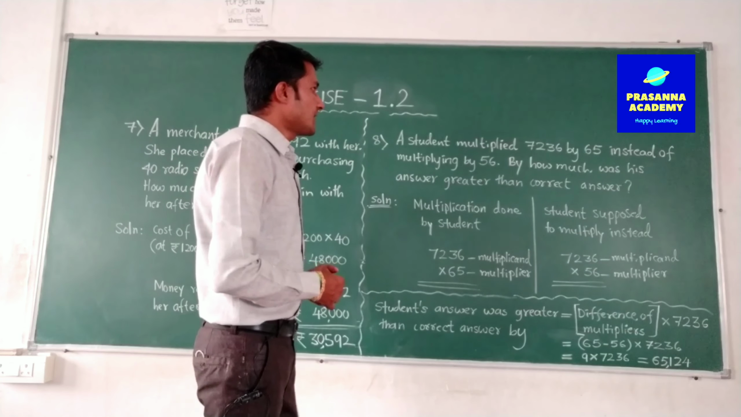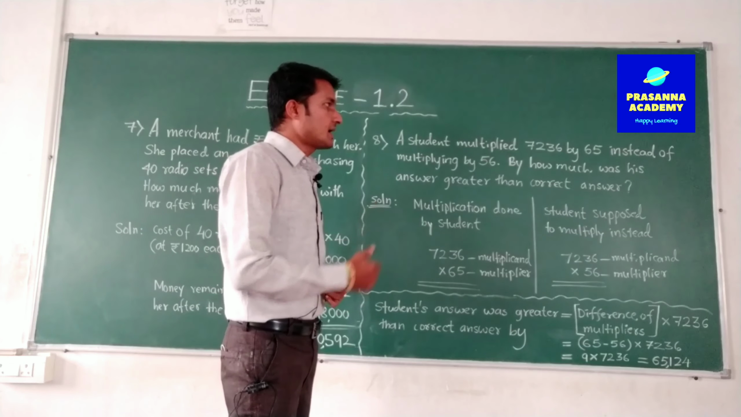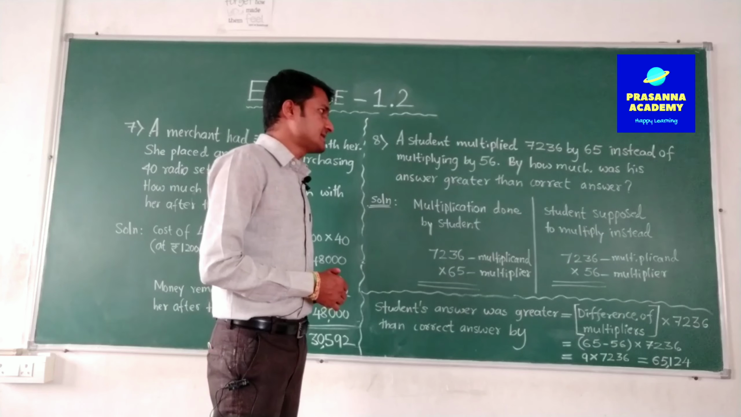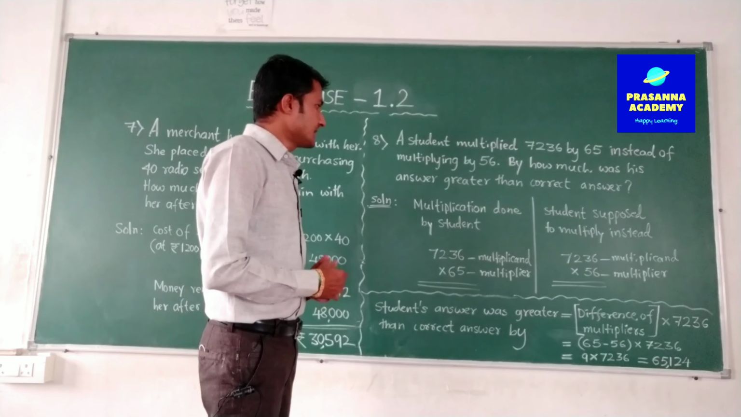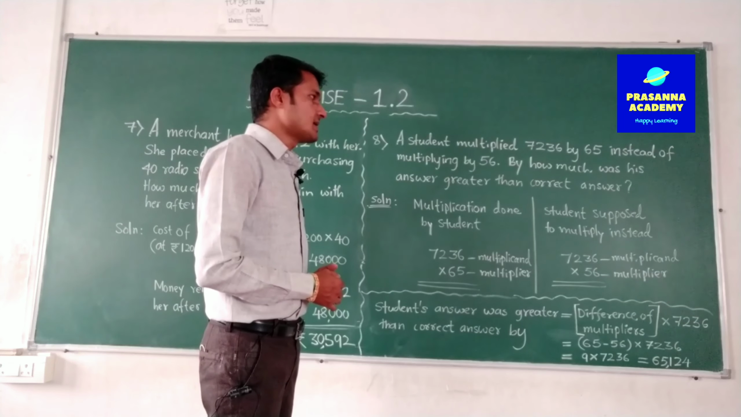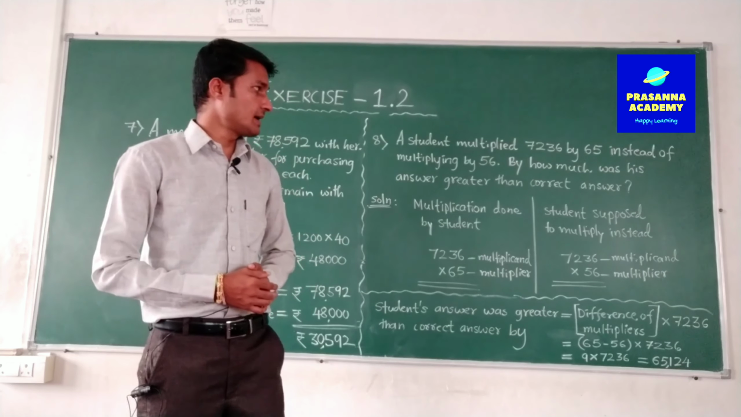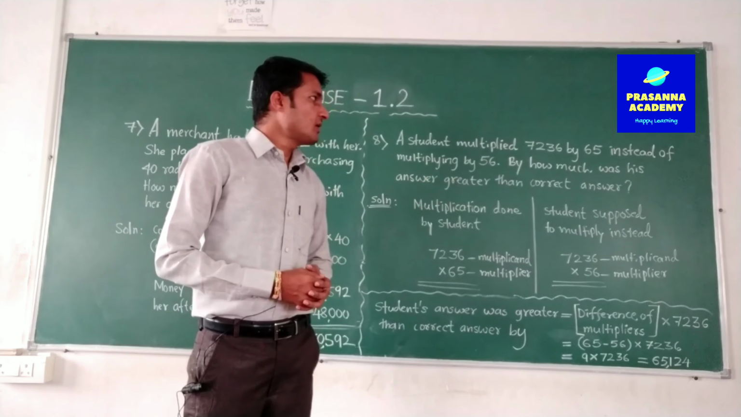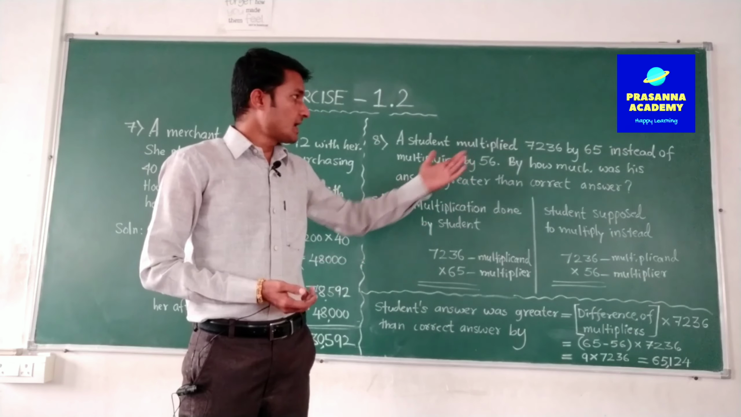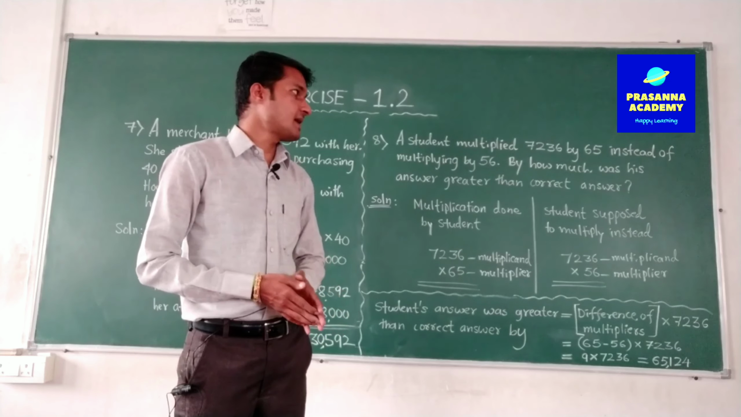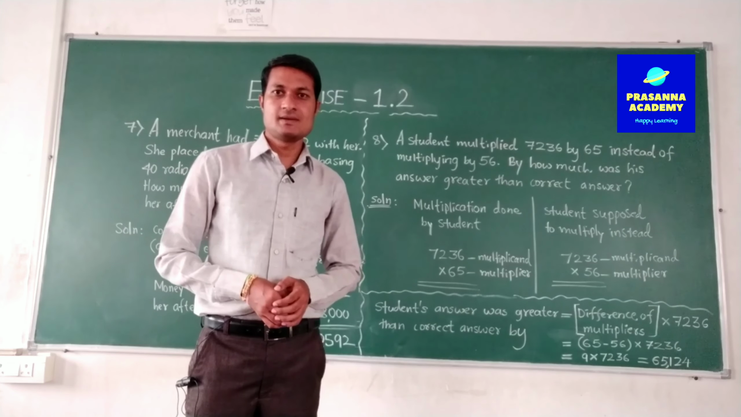A student multiplied 7,236 by 65 instead of multiplying by 56. By how much was his answer greater than the correct answer? The meaning of the question is very simple. Again, there is a student who multiplied a number, that is 7,236, by 65 instead of multiplying by 56.